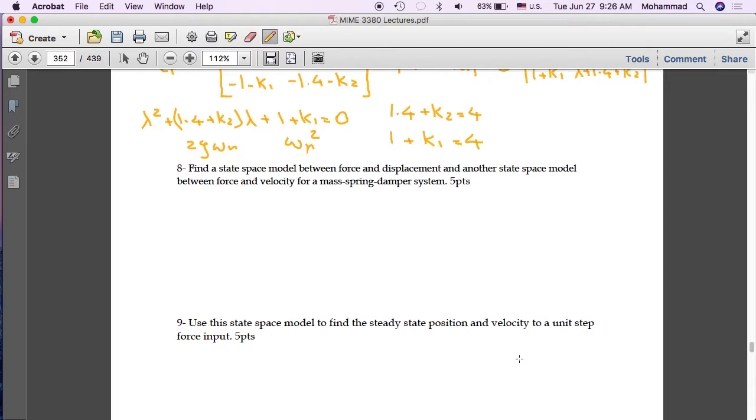So the differential equation, as you know, is m x double dot plus b x dot plus k x equals force. So for both of these state space models, the x vector is made of position and velocity. The input for both is the force. Now for one of the two cases, the output is x, and for the other case, the output is x dot. So that's the difference.